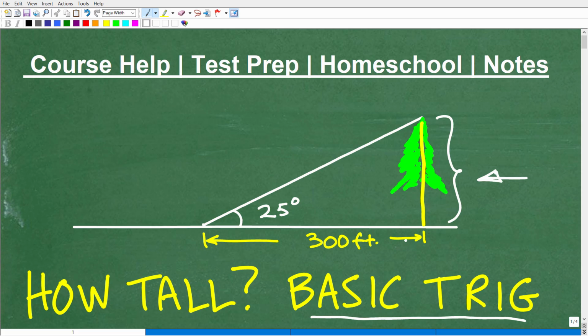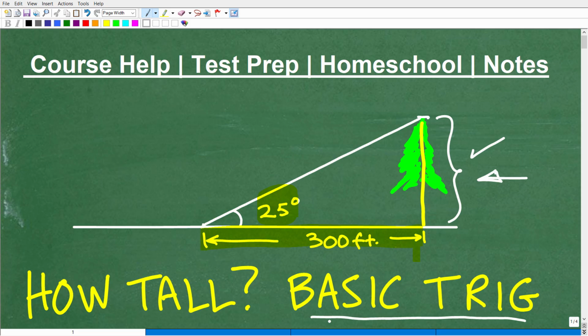From 300 feet away from the base of the tree, the trunk of the tree, if we go out 300 feet, and let's say we were laying on the ground and we looked up from the ground all the way to the top of the tree, and let's say we had some sort of instrument and we can get that angle. That angle is 25 degrees. And again, you're 300 feet away from the trunk of the tree, and it's 25 degrees looking up from the ground to the top of the tree. That's enough information for you to figure out the height of the tree.